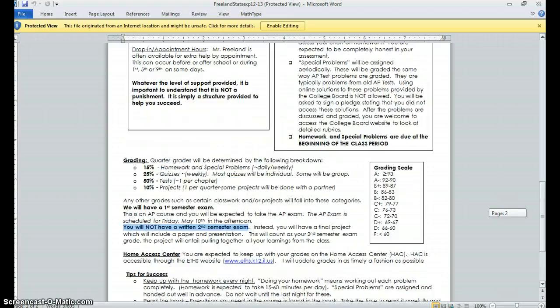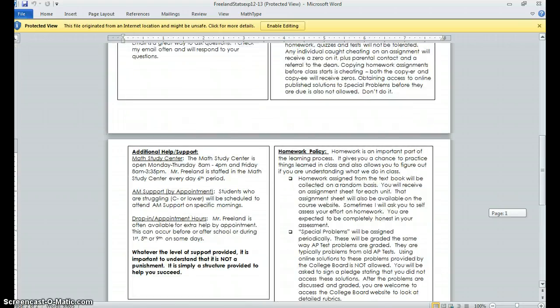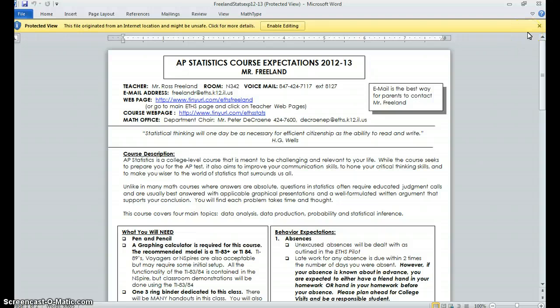All right, so this is the document. You should take a look at it, make sure you know that it's here, and if you ever need to refer to it, it's here.